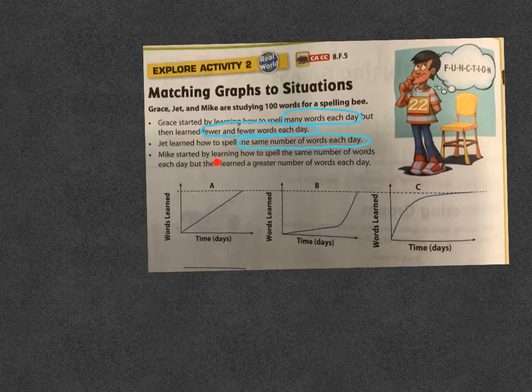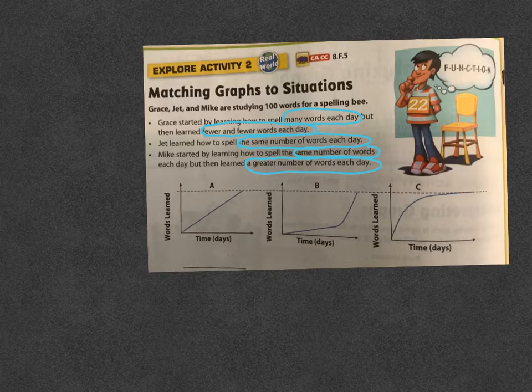And finally, Mike started by learning how to spell the same number of words each day, so we should see some sort of a constant line, but then learned a greater number of words each day. So, same, we should see some sort of a straight line, but then it turns and a greater number of words each day. It starts to climb more rapidly. And what they want us to do is match which student matches which graph. So you can go ahead and try it, pause the video, try it, see what you get, and then let's see if we agree.